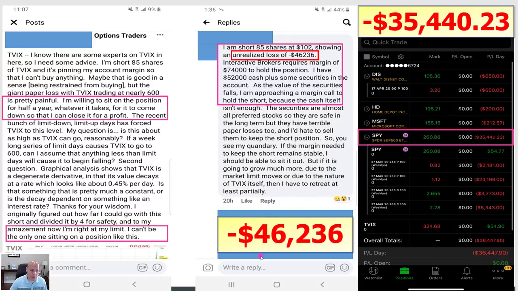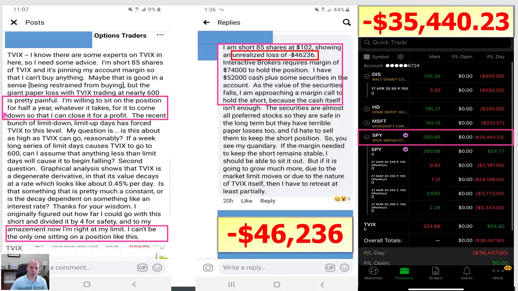At that point in time, this person was down $46,000, okay? And if you read this stuff, you would think we're in a movie. For example, "TVIX trading at nearly 600 is pretty painful, you think? Okay, I'm willing to sit on the position for half a year, whatever it takes for it to come down so that I can close for a profit." I'm reading that specific line because I want you guys to think about the thought process going through this person's head.